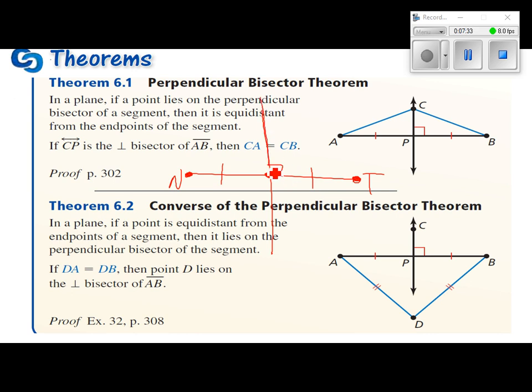I can pick any point on this perpendicular bisector. So let's say I pick this point right here. We'll call that H, that point there. That point, we'll call it S this time, is always the same distance from this end of the original segment as it is from that end.